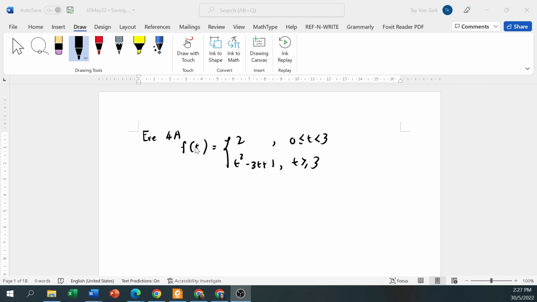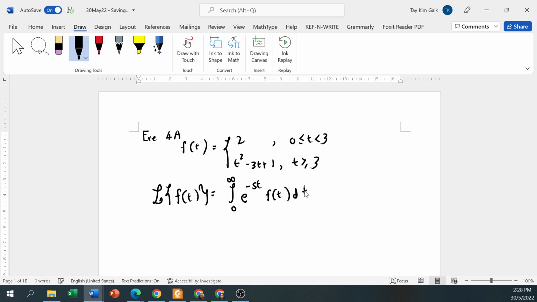So solve it using the definition of Laplace transform. The definition of Laplace transform is the integral from 0 to infinity of e to the negative st times f(t) dt. However, f(t) here has two different values on two different intervals.